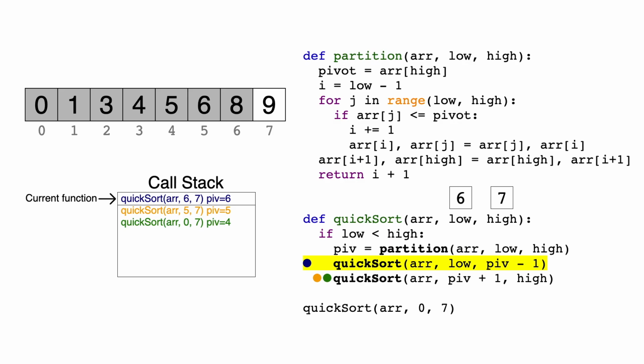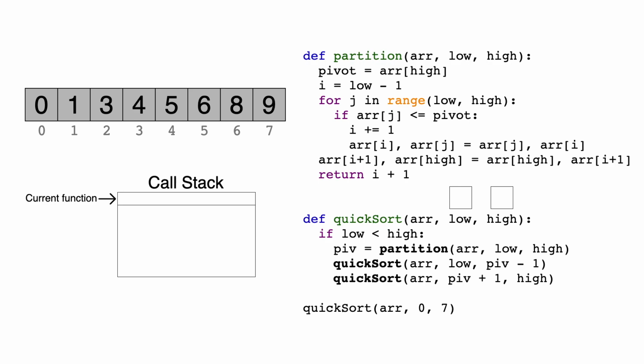Since piv is 6, we'll first pass in 6 and 5 as the bounds. 6 is not less than 5, so we exit. Next we try 7 and 7. 7 is not less than 7, so again we exit. Now we return to the dark blue function, but we just finished executing the last line of code. So we exit that function and go back to the orange function. Well, we just finished that too, so now we're back at the very first function call, the green function, which we also just finished executing. So we exit the last function, and we are finally done.